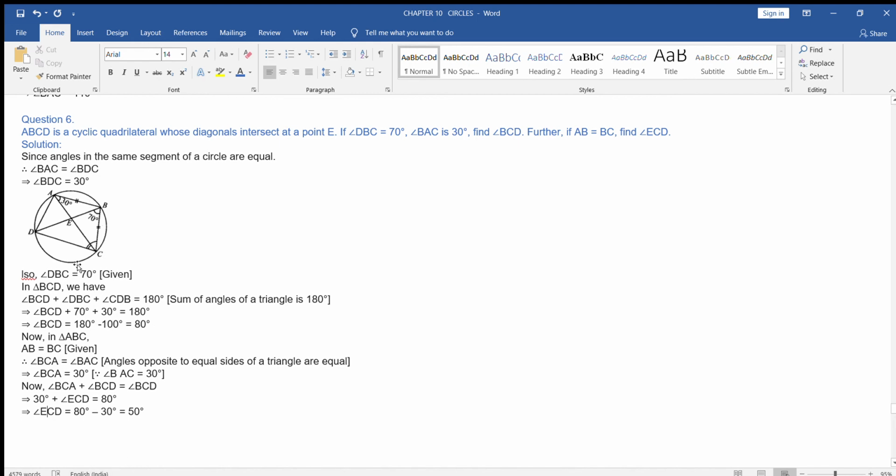Because BCD is the sum of ECD and BEC. So we have to find out BCD. BCD is the sum of ECD and BEC. Once we have found BEC, then subtracting from the whole, we can find out ECD. And regarding BCD, what we have found is 80 degrees.